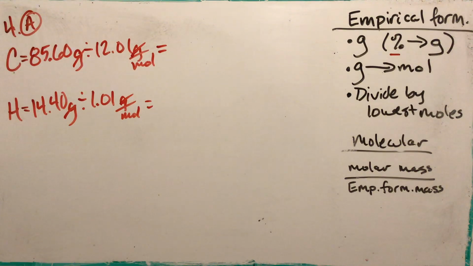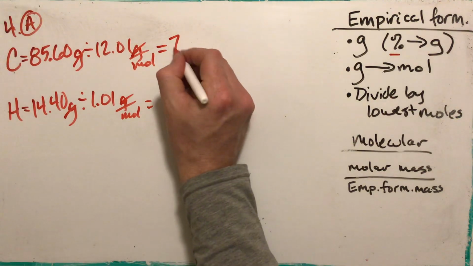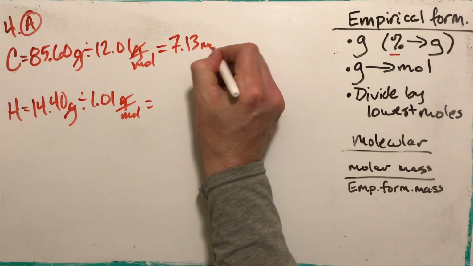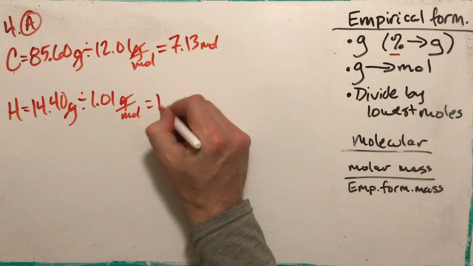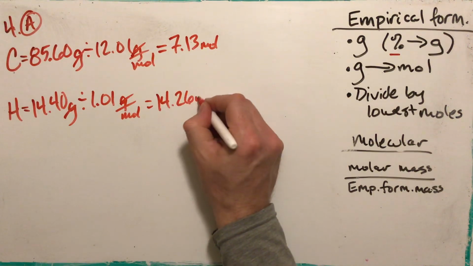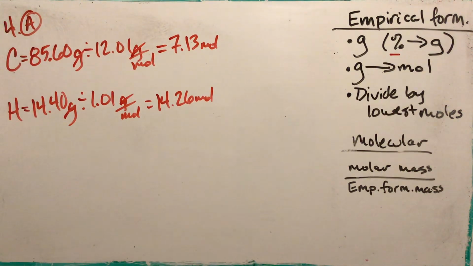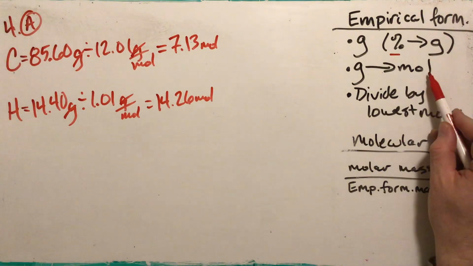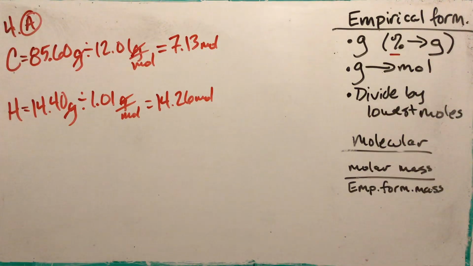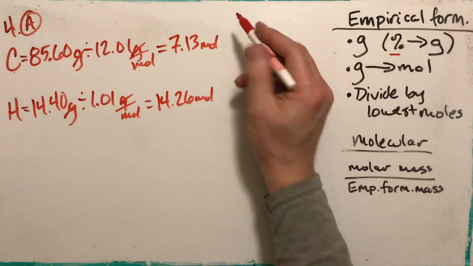And so when I do that, carbon is 7.13 moles, and this one, hydrogen, is 14.26 moles. So I've done this. Now I have to divide by the lowest mole number. 7 and 14, it's the 7.